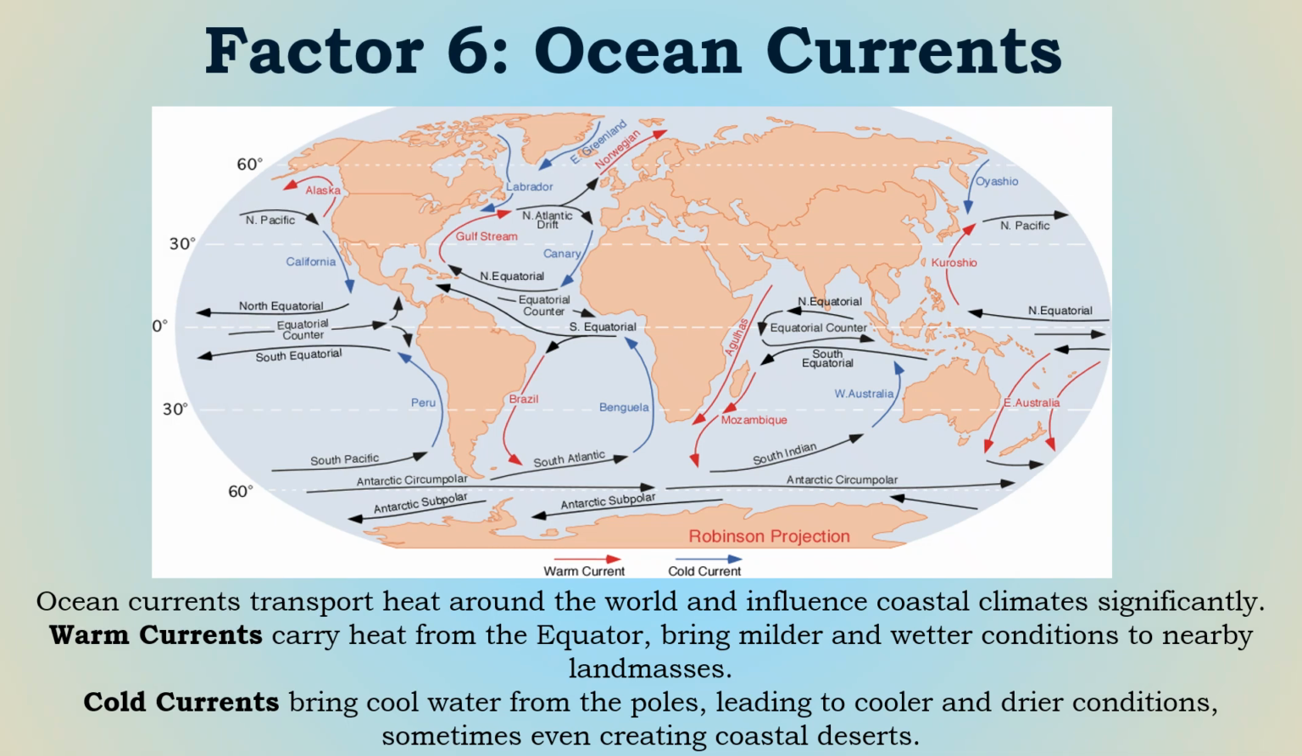Ocean currents transport heat around the world and influence the coastal climate significantly. Warm currents carry heat from the equator and bring milder and wetter conditions to nearby land masses. Cold currents bring cool water from the poles, leading to cooler and drier conditions, sometimes even creating coastal deserts.